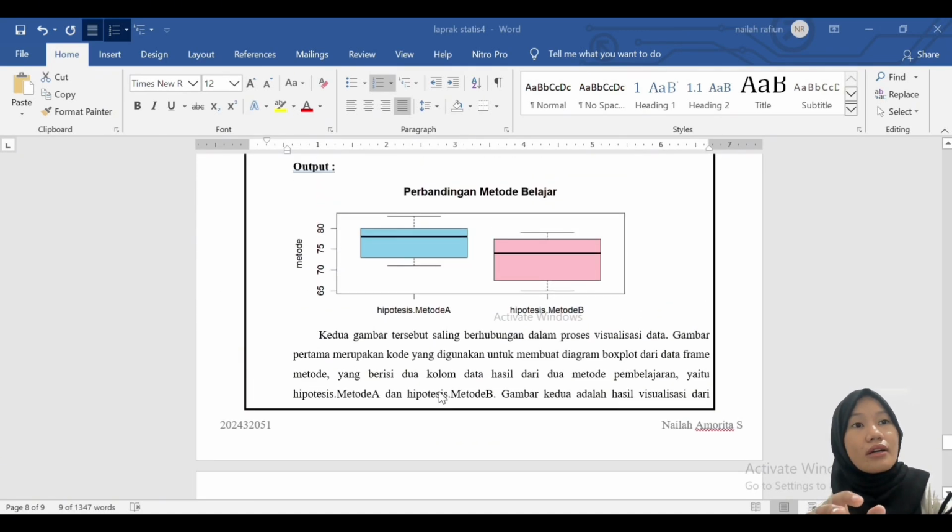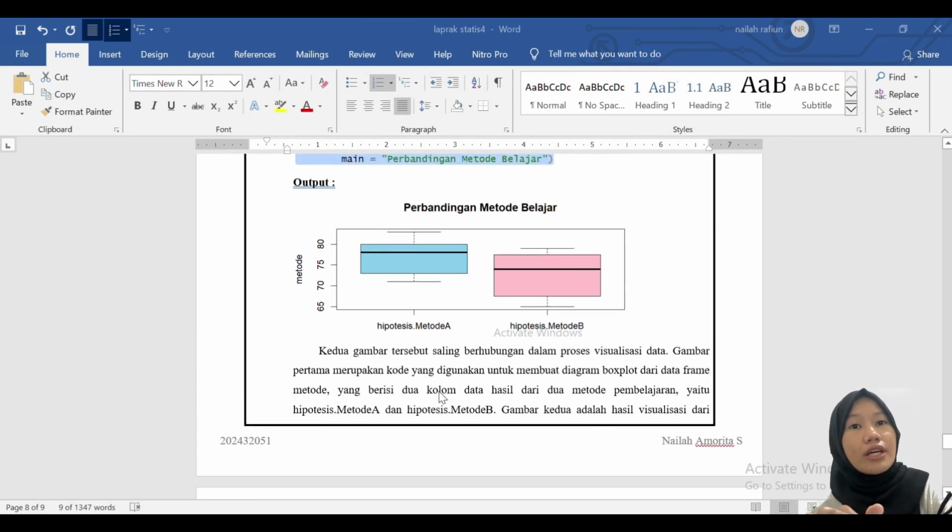This diagram displays the distribution of scores from both learning methods. From the visualization, it can be seen that the median value of method A is higher than method B. Also, the distribution of method B values is wider, indicating greater variation in the data compared to method A. This graph helps visualize the difference in result between the two methods, as well as show whether there is a possibility of statistically significant difference.